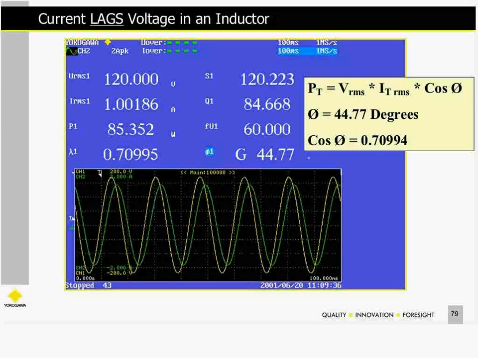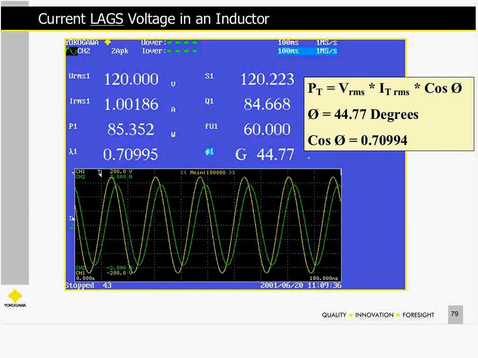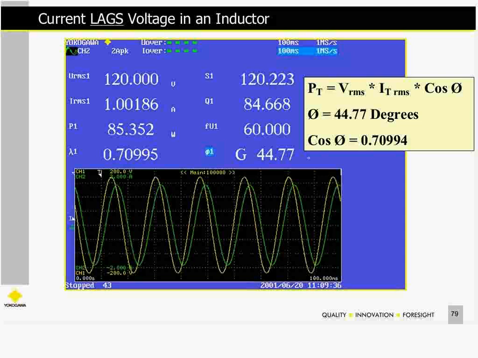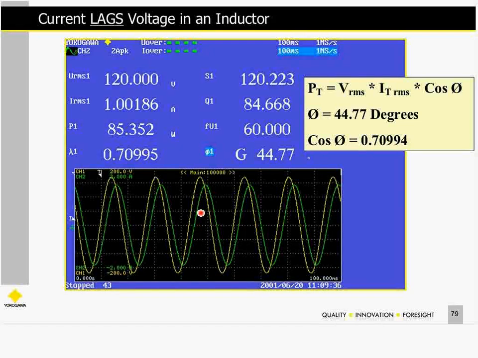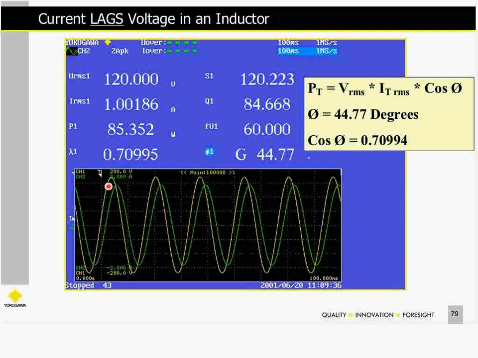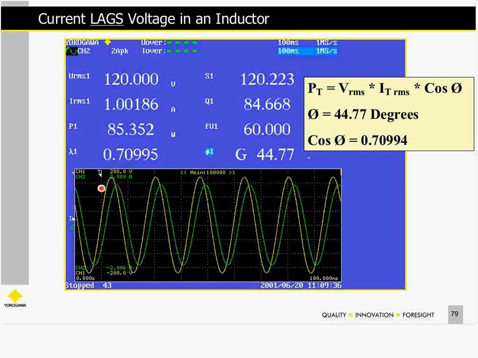With an inductor, the current will lag the voltage in time going through an inductor. All right, in this example, I've got my two sine waves. The voltage is the yellow, the green is the current. This would represent an inductor where the current is lagging the voltage in time. And so I had 120 volts and 1 amp. Had a power factor of 0.7.